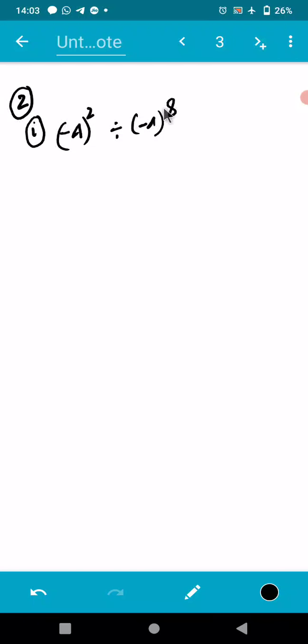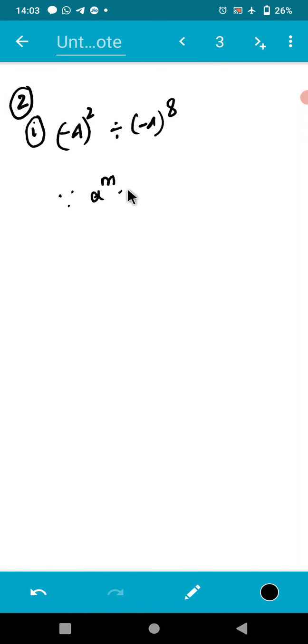So let's do it. In question number 2, number 1, what do we have? We have minus 4 to the power 2. Now we have a division sign, and then minus 4 to the power 8. If you carefully observe, students, in both the cases the base is the same, and in between these two terms we have a division sign, isn't it? So which is the law that we have to use?